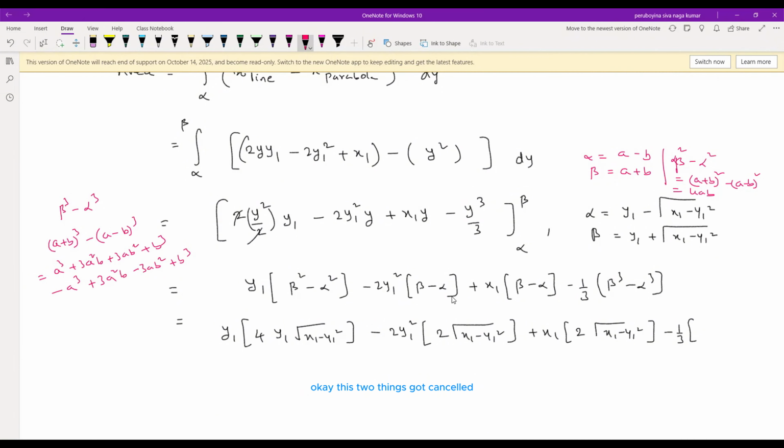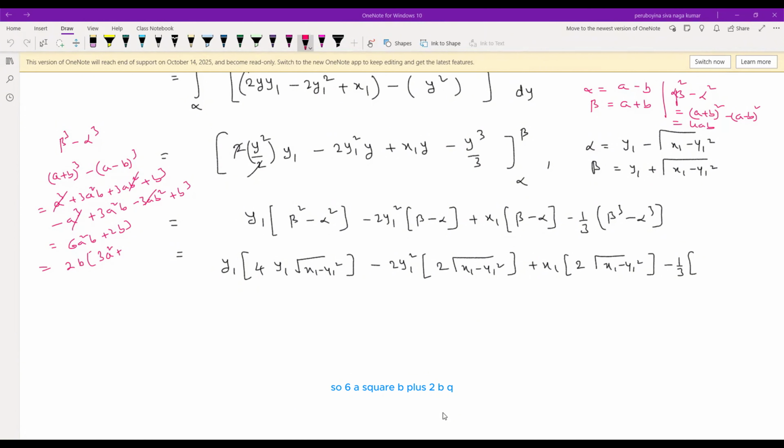Okay, 6a square b plus 2b cube. You can take 2b common. So you can take 2b as a common factor, then 3a square is left from the first term and b square from the second. Of course, you can leave this common factor, it's not needed. We will consider this entire value.